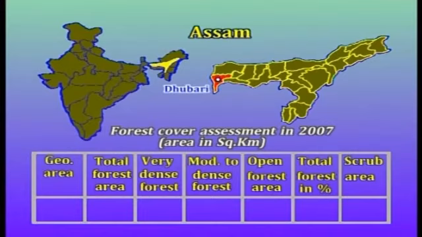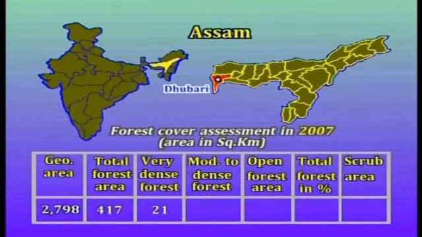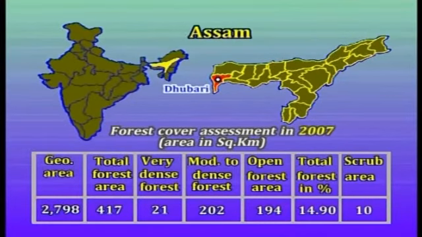District Dhubri. The geographical area of Dhubri district of Assam is 2,798 square kilometers in 2007. The total forest cover is 417 square kilometers, out of which the very dense forest cover is 21 square kilometers. The moderate to dense forest cover is 202 square kilometers. The open forest cover is found to be 194 square kilometers. Altogether, these forests cover about 14.90% of the geographical area of the district. The scrub cover is also found to be 10 square kilometers. District Dibrugarh.